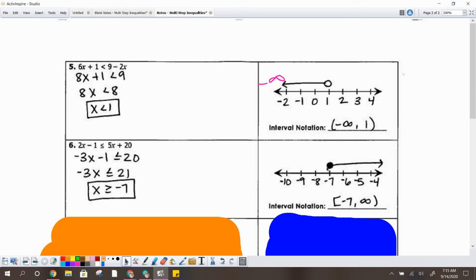And then for your interval notation, the smallest part of our graph is the -7, and we're including it because it's a closed circle. So that's why it's a bracket. And then you're shading it towards infinity. So that's why infinity is here.